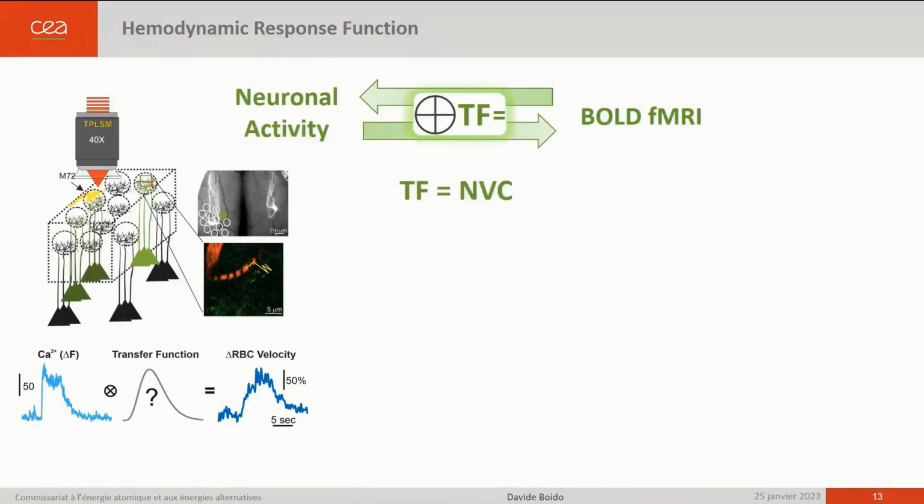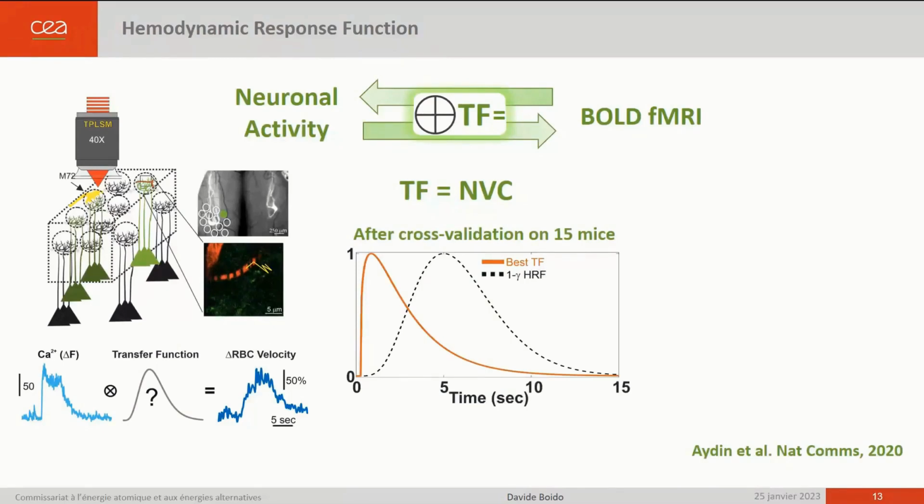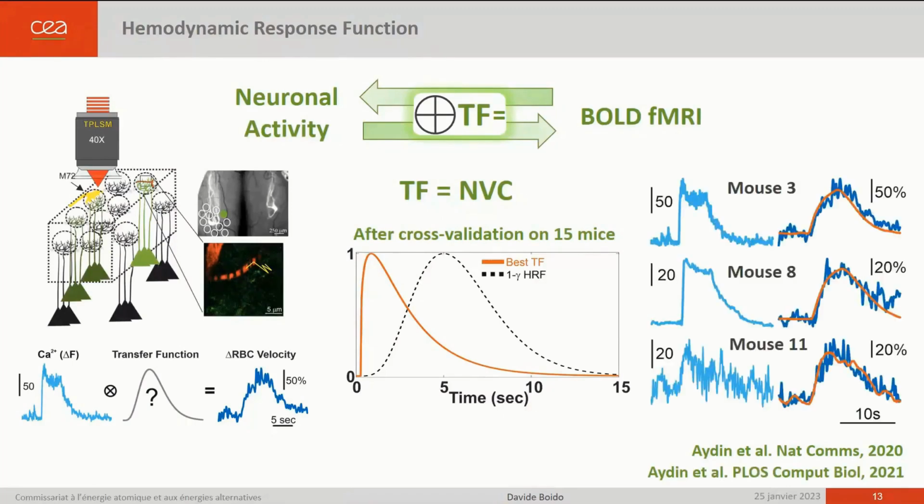The beauty of the transfer function is that it mathematically represents, in this case, the neurovascular coupling. Having computed a set of transfer functions, we looked for the best one. We found this one that I plot in orange, together with the canonical hemodynamic response function, the HRF, commonly used for human BOLD fMRI analysis. This microscopic HRF that we found is indeed very fast, with a delay of roughly 200 milliseconds and peaking at 1 second.